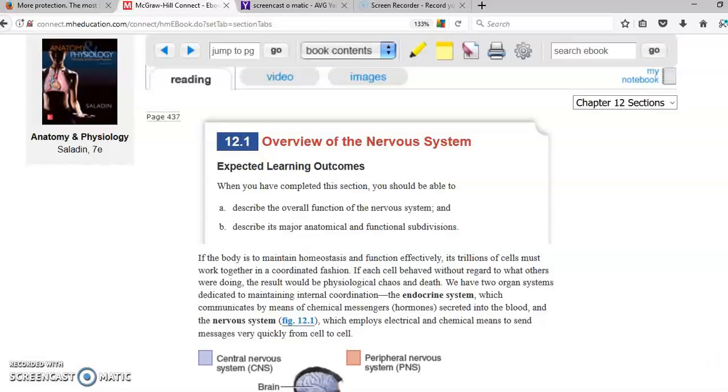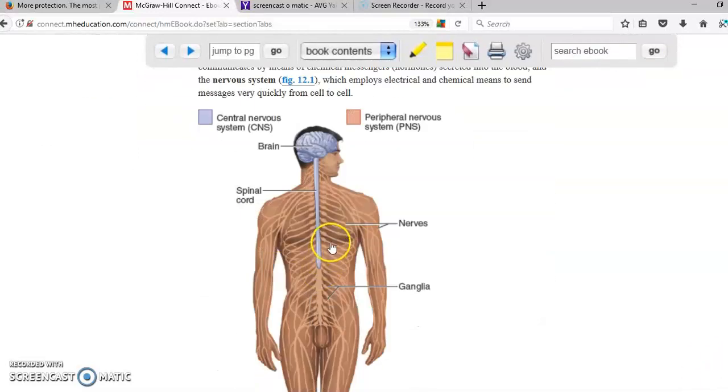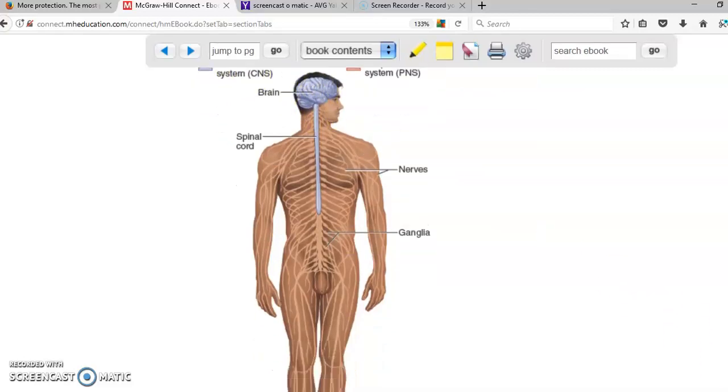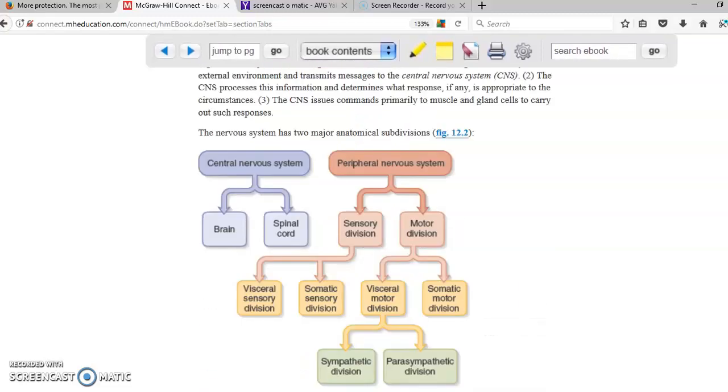Chapter 12, overview of the nervous system. As you can see here, the nerves are going to give you the peripheral nervous system. And the parts in blue, the brain and spinal cord, right here, brain, and this is going to be spinal cord. That's going to be the central nervous system. If we scroll down, you have this division in boxes. Central nervous system, brain and spinal cord, peripheral nervous system, nerves.